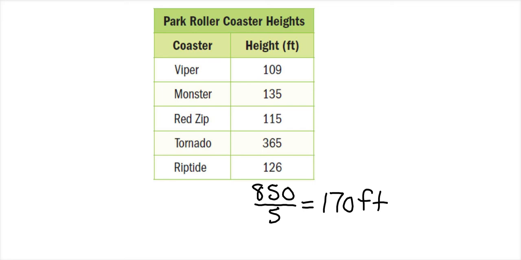The Viper's 109, that's nowhere near 170. 135, that's closer, but still not even close to 170. 115 is definitely not closer. 365 is way over, and 126 is not. So there's not even a single one even close to 170. So how can they possibly say that? Well, they didn't lie because it is true.